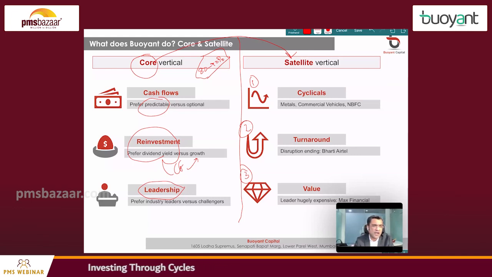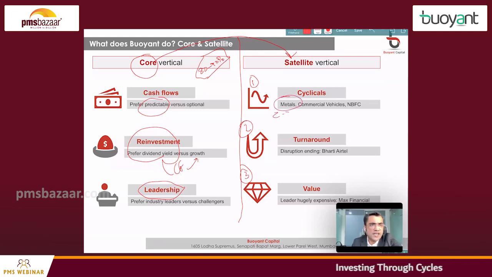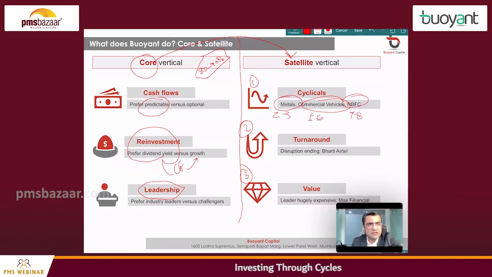You obviously cannot buy at the bottom and sell at the top, but even if you are there for part of the ride, which we will demonstrate with what we have done, you tend to generate much superlative returns. Once you start seeing this as cycles, you will see metals as a 2-3 year cycle, or CV as a 5-6 year cycle, or NBFCs as a 7-8 year cycle. There are a few exceptions, obviously, but generically speaking, most of them are cyclical.